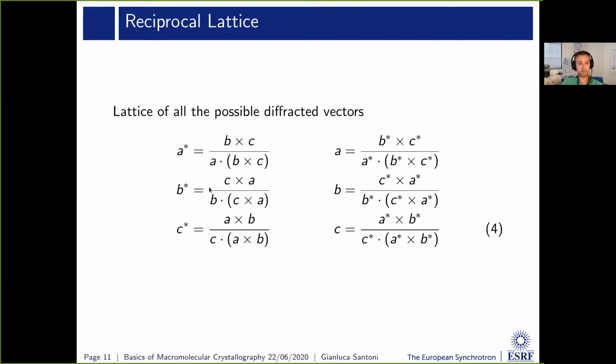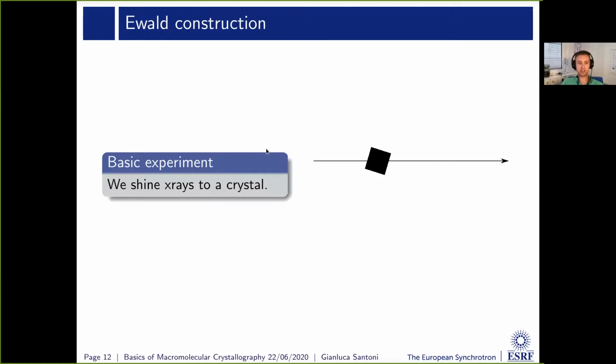With this definition, we can therefore build a space, which is what we call the reciprocal space, where all the possible diffraction vectors exist. Why is this important? Because it gives us a way to conveniently represent a diffraction experiment.